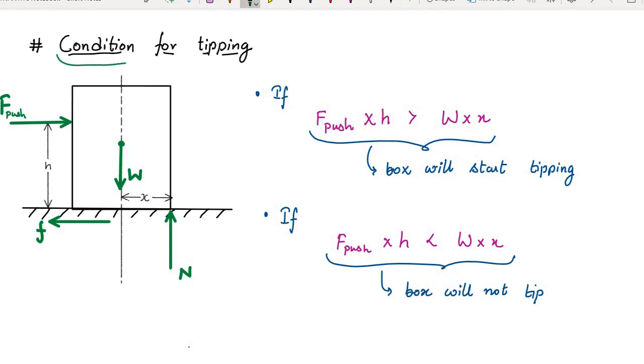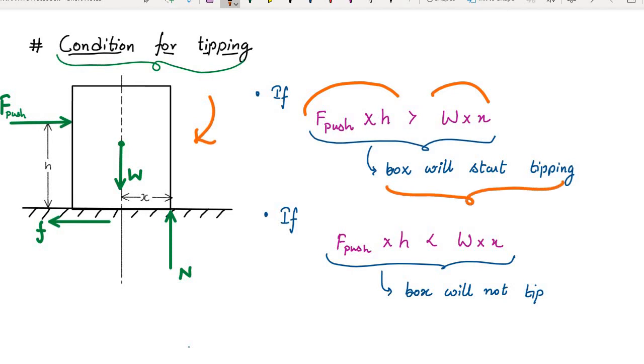Now let us analyze the condition for tipping of a block. For this block, if applied force multiplied by H is greater than weight multiplied by X, then the box will start tipping. If applied force multiplied by H is less than W into X, then the box will not tip.